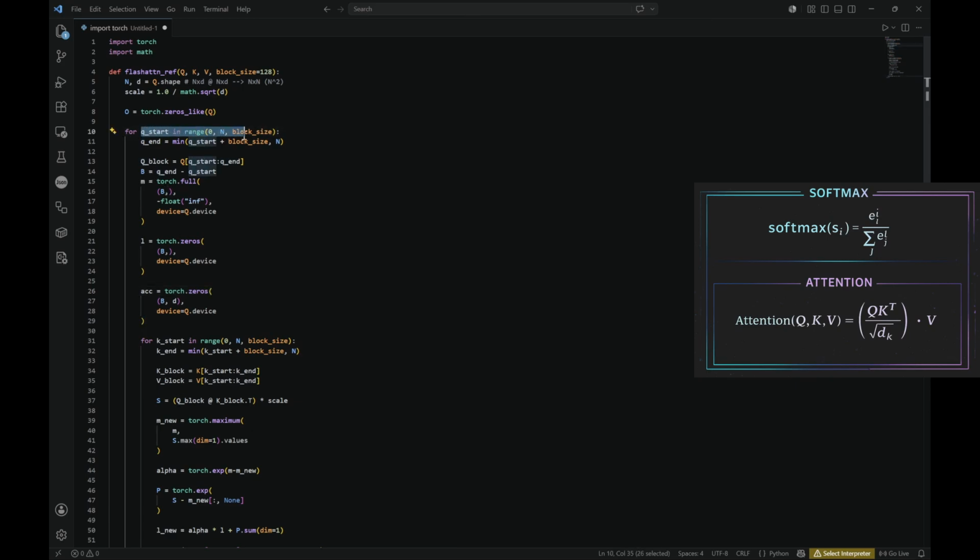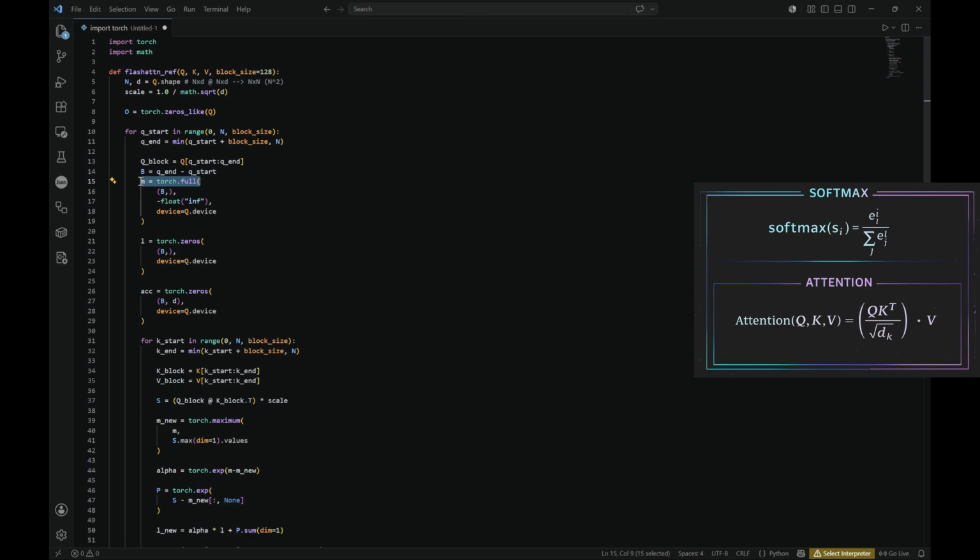So we'll define a Q start and a Q end. The Q start will be from 0 to N in chunks of block size. The Q end will be the Q start plus the block size over N. Now our Q block is just going to be from the start to the end. Hopefully that's familiar to you in terms of syntax. The B, or the actual block, is going to be the Q end to the Q start. Now you might be asking yourself, or rather asking me, if this is really necessary because it seems redundant. And the answer is yes, but we'll get into that later.